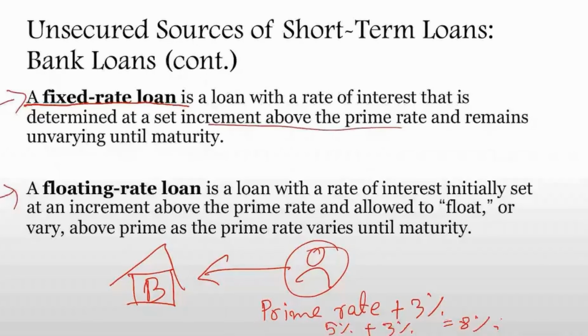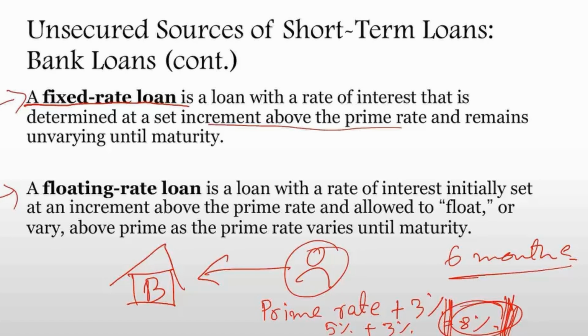So if you take the loan for 6 months, you will just pay the interest at the rate of 8%, at an annual rate of 8%. We are not talking about the calculation yet. So this is the fixed rate loan. It will not change. It will be set at the very beginning and it will be maintained until the loan period ends. It will remain unvarying until maturity. This is called a fixed rate loan.